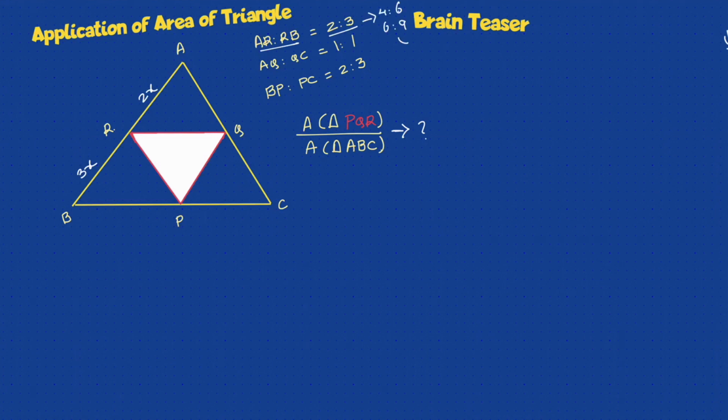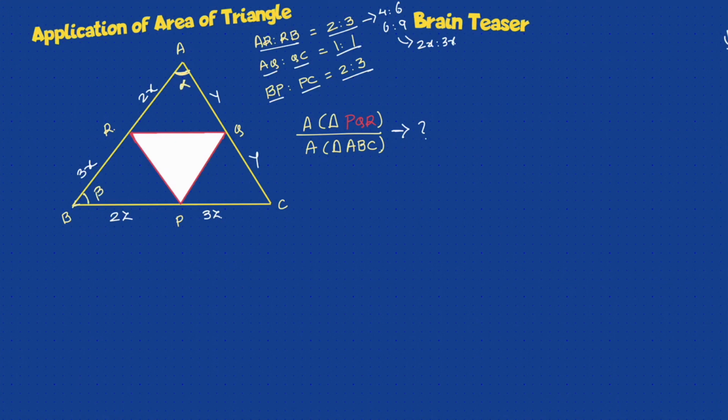The value could be anything. Multiplied by 2, 4, 6. Multiplied by 3, 6, 9. I don't know the exact value, so let it multiply by x. So one becomes 2x, other becomes 3x. AQ is to QC, 1 is to 1, multiply by y, y is to y. 2 is to 3, 2z is to 3z. I just get the value out of it.